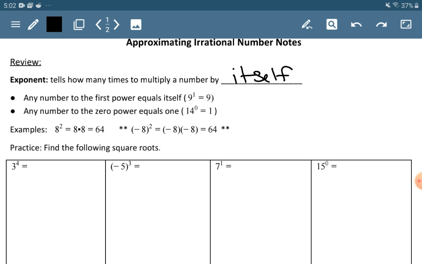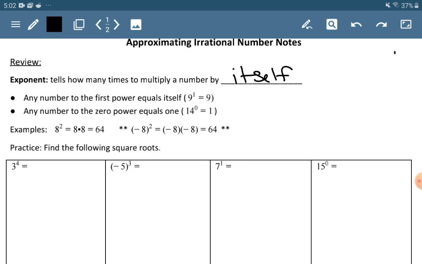So any number to the first power is always going to equal itself. Basically, you're writing that number one time. Any number to the zero power, though, is going to equal 1. So my example is 14 to the zero power equals 1. There is a long, drawn-out explanation for this. Ultimately, it is a rule that you're just going to have to remember.